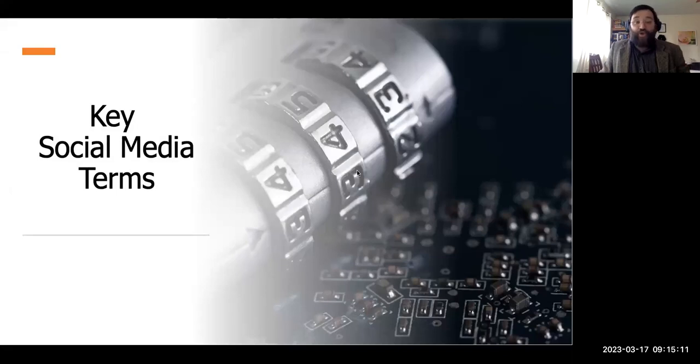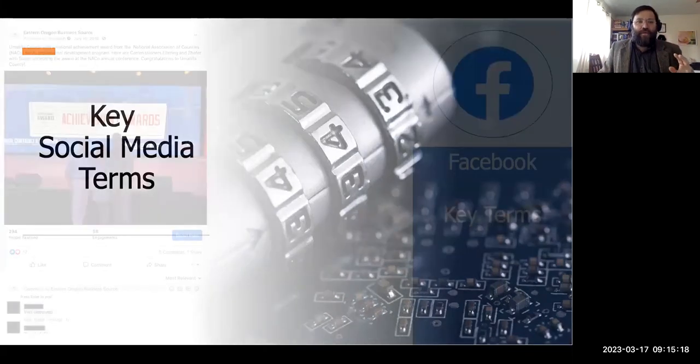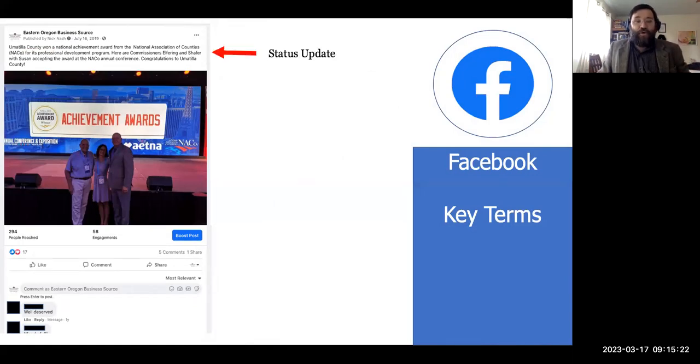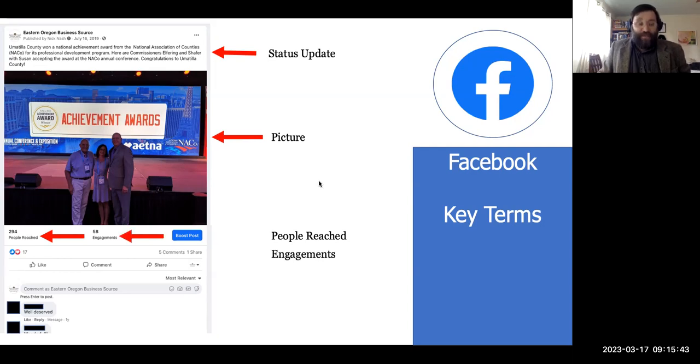Let's look at key social media vocabulary terms so that we can use the same key terms and understand each other. On Facebook, a couple of key terms include the status update. For those of you who aren't familiar with this, at the very top here, we have the status update. Okay. This is the picture. We can add pictures on Facebook. People that are reached, engagements, number of engagements. And this is the boost post button. This allows you to boost your posts in various ways. And these are the comments down here. So when we say leave a comment on Facebook, we're talking about down here at the very bottom.